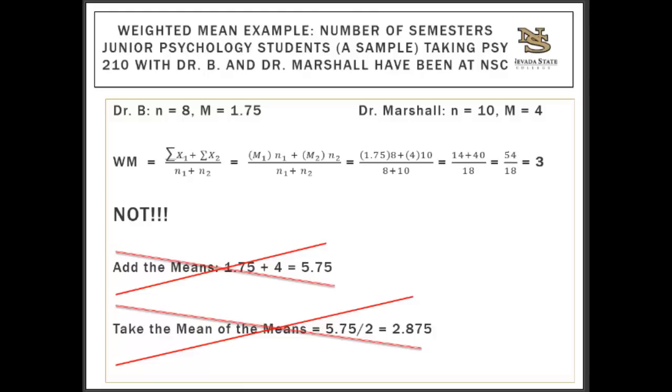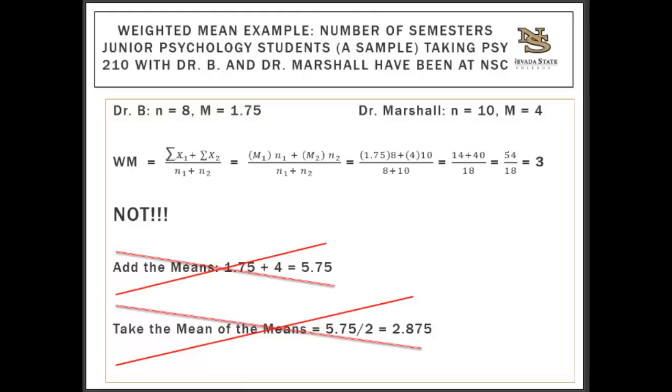Well, if you look at the formula, it starts off with the sum of x divided by n, but I don't have my sums of x, so I can use that second version of the formula that uses what I do have, the mean and the sample size. So M1, let's go ahead and treat my class, Dr. B, as group 1, and Dr. Marshall's class as group 2.